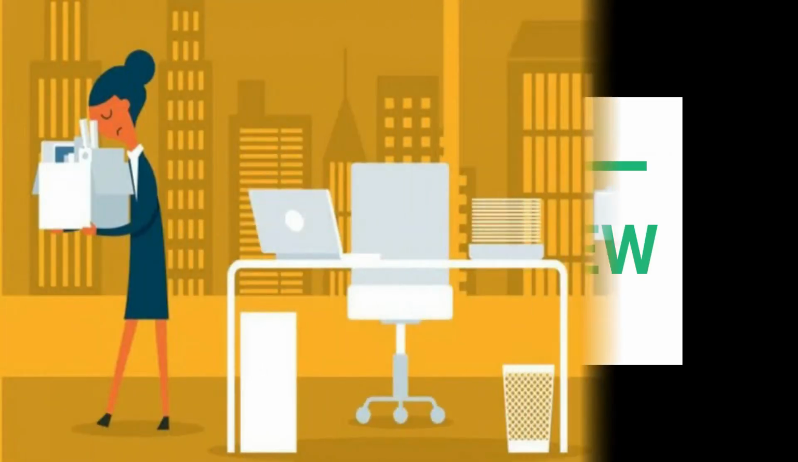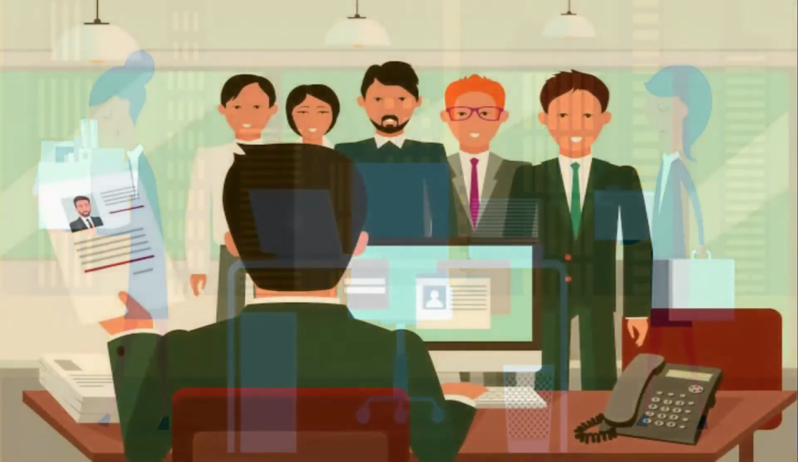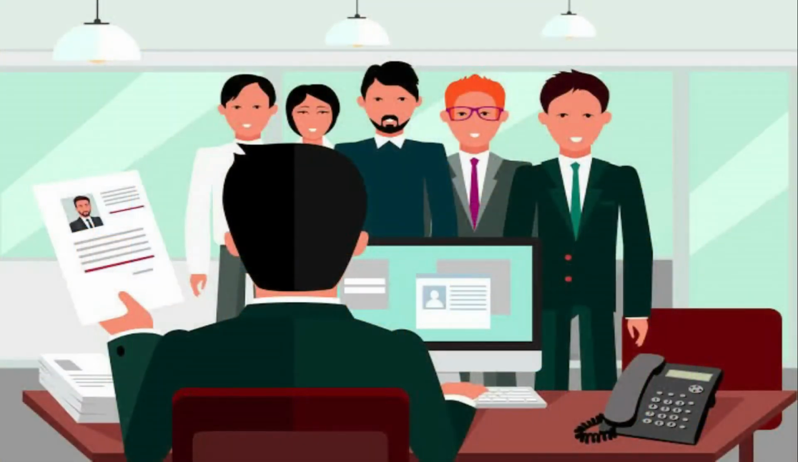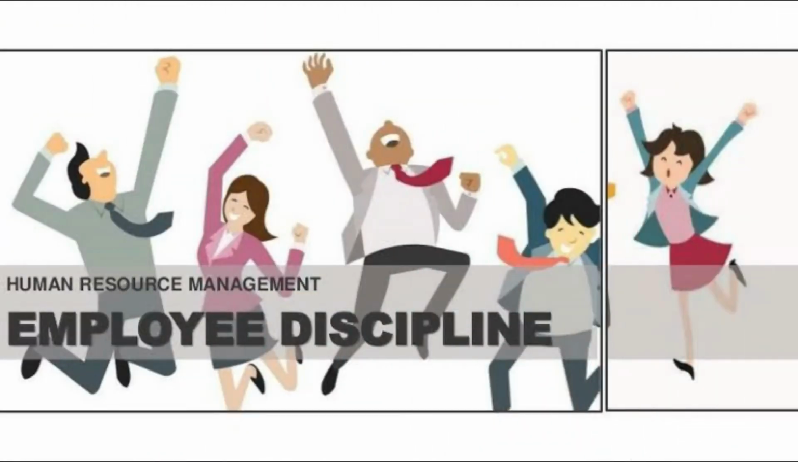Number 1. We are going to distinguish between involuntary and voluntary turnover and describe their effects on an organization. Number 2. We are going to discuss how employees determine whether the organization treats them fairly. Number 3. We are going to identify legal requirements for employee discipline.